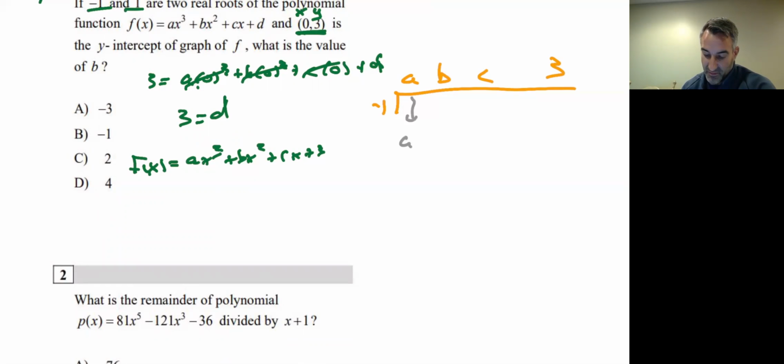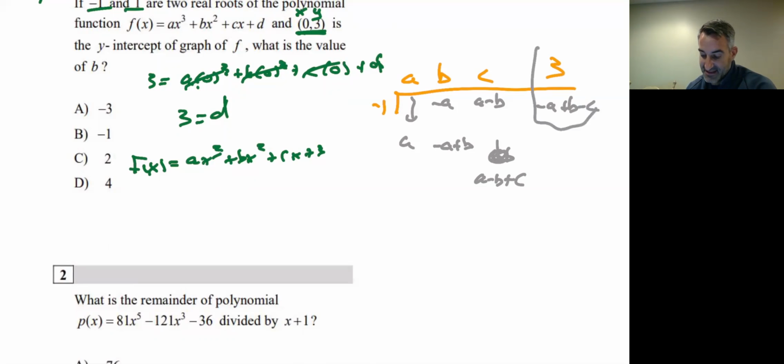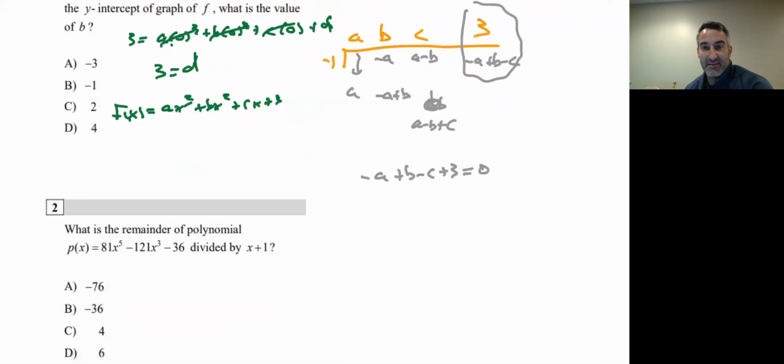Okay, so what do you do? You bring the a down, multiply, -a, add, -a plus b, multiply. That becomes +a minus b, add, becomes c minus b. I'm sorry, that's not right. That's a minus b plus c. You're adding down. Multiply. That becomes -a plus b minus c. Now, since it's a root, when I add down, that has to equal 0. So I have -a plus b minus c plus 3 equals 0. That's huge for me. Guys, that's huge.